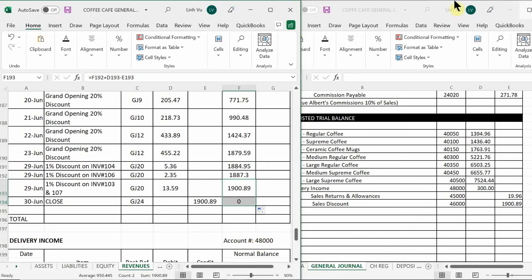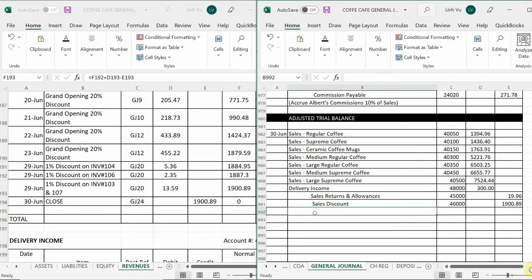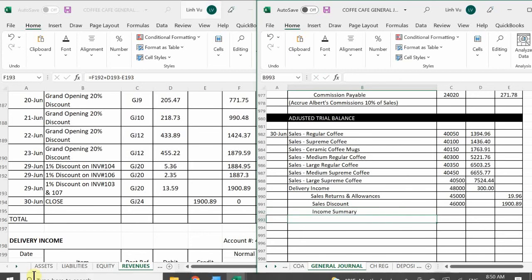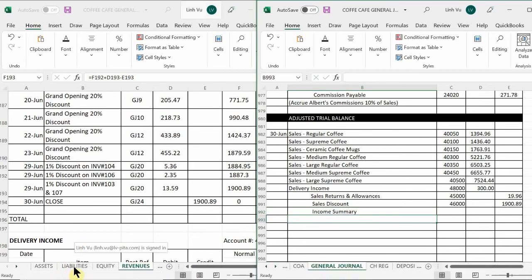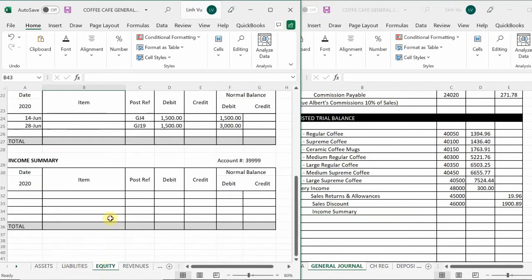Last account that we need to add here is we're closing everything out to the income summary, which is an equity account. All right, equity, right here, income summary is account number 39999.